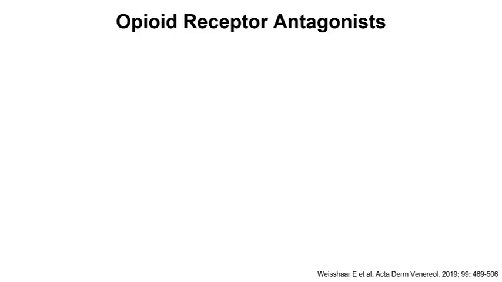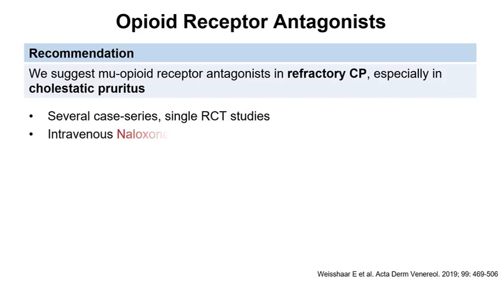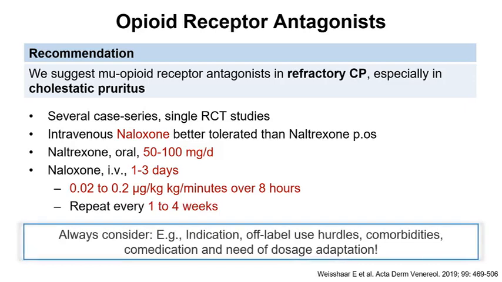Opioid receptor antagonists, and this is naltrexone or nalmefene or naloxone. And this is suggested in refractory chronic pruritus and in cholestatic pruritus. And we have some randomized controlled trials for cholestatic pruritus. Intravenous naloxone is better tolerated than oral naltrexone, but of course, intravenous naloxone is a little bit more difficult to administer, especially as you have to administer it over 8 hours. And we do it regularly when we have inpatients, but this is not possible in all countries.